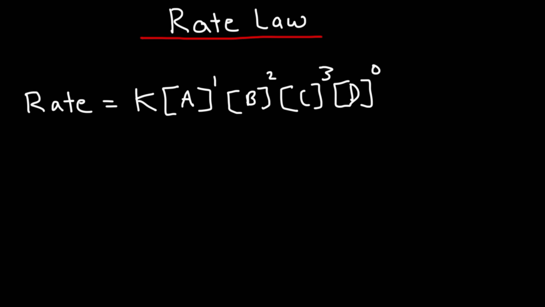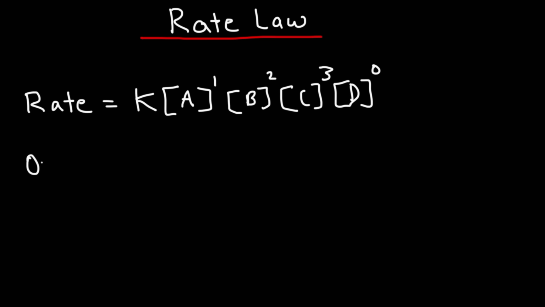When you see a rate law expression, you need to know what this means. The rate of the reaction is first order with respect to A, second order with respect to B, third order with respect to C, 0 order with respect to D. So the order for each reactant is simply the exponent associated with that respective reactant.